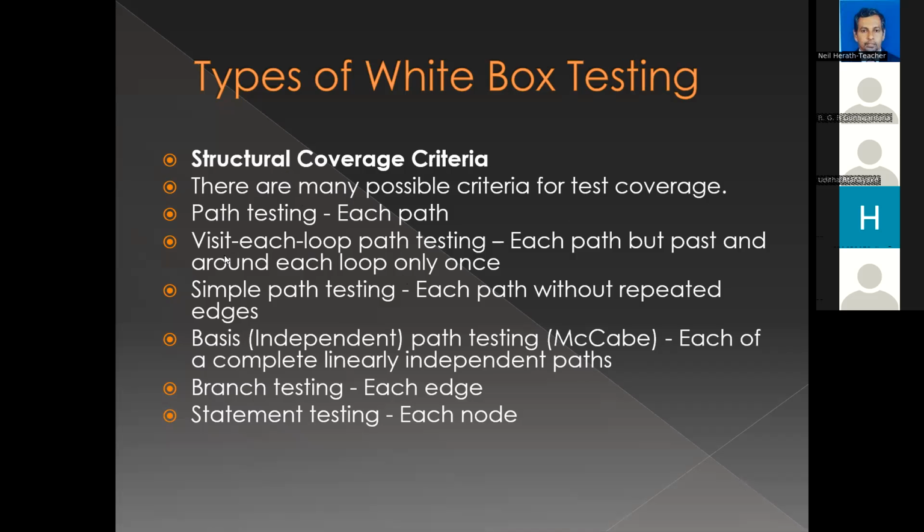Then there are other types as well. Visit each loop. There are no loops here. If there was a loop, you have to check whether each loop has been tested by the test cases that you have given. And whether each condition, or we say branch testing, we'll do this. Simple path testing means each path without repeated edges.